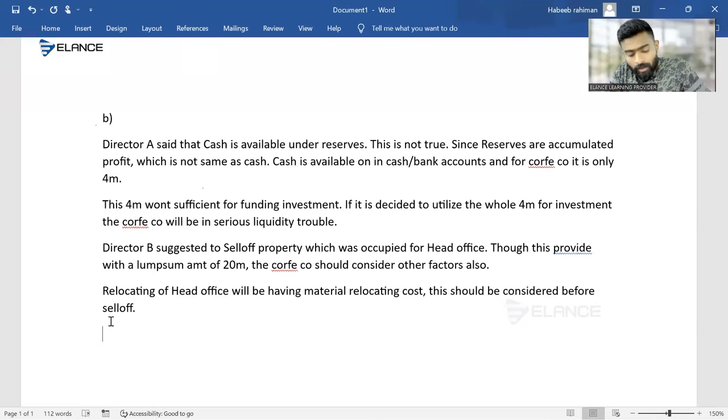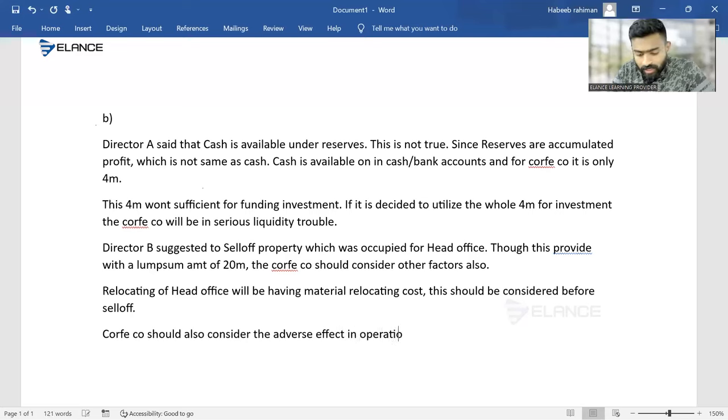So the coffee company should also consider the adverse effect on operational efficiency due to the headquarters, or the head office, being split into small groups in various locations. Done. This is more than enough.